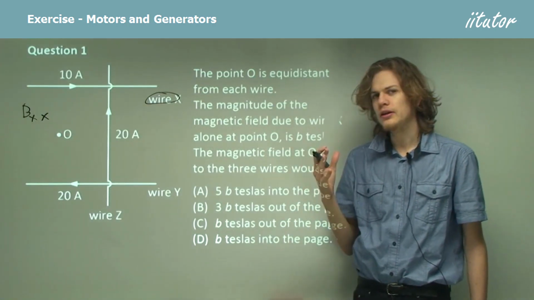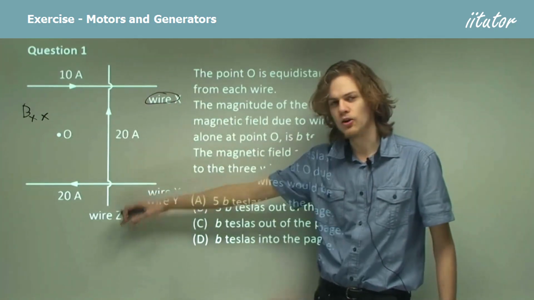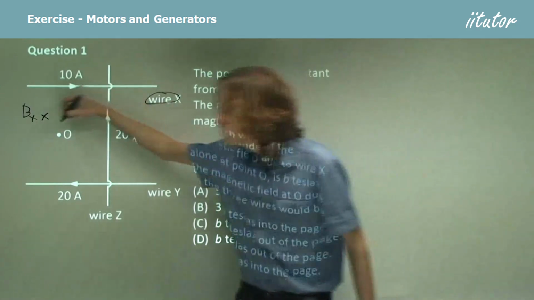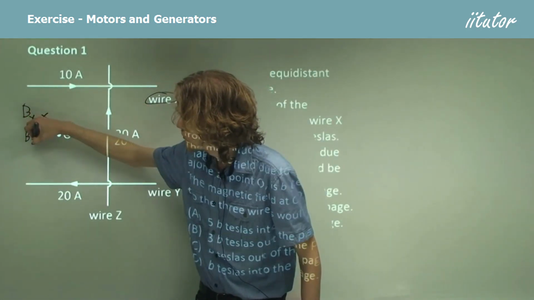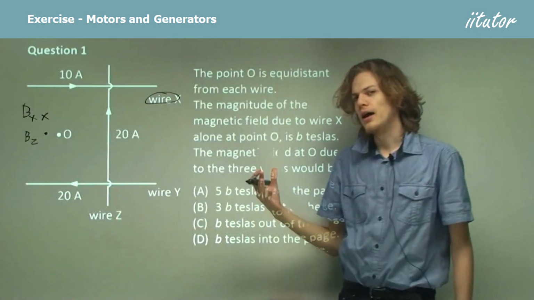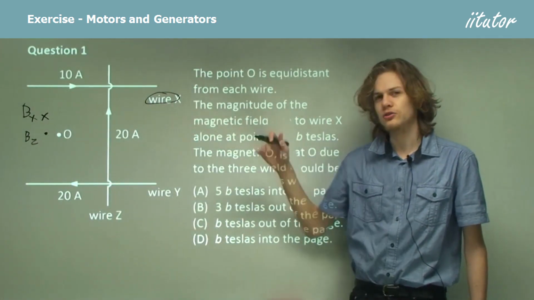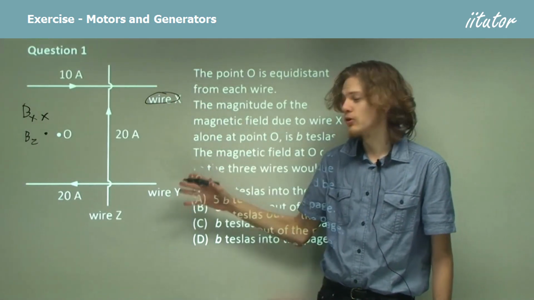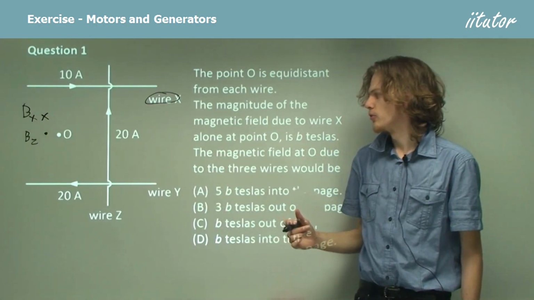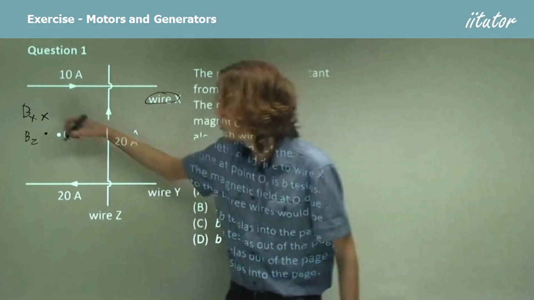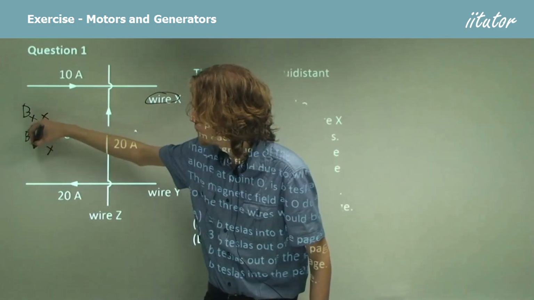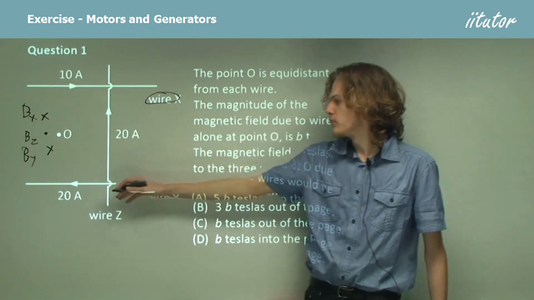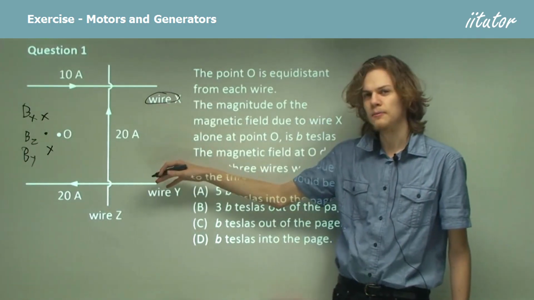So what will be the field from wire Z that goes vertically? We can use the right-hand rule to see that it will be coming out of the board, and it will also have twice the magnitude of the force from wire X. Finally, we can look at wire Y, and once again, we can use the right-hand rule. We find that it's going into the board, and so it'll have the same magnitude as wire Z.